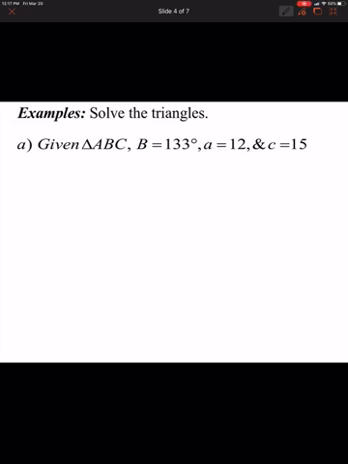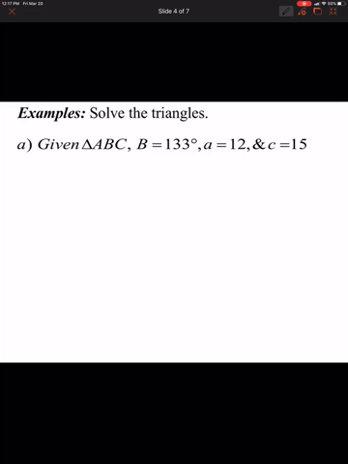Alright, let's take another look at solving a triangle. This is another oblique triangle without a 90-degree angle in it. This time we're going to look at a triangle that involves solving with the law of cosines. So the first thing we're going to do is get a quick picture of what they've given us.